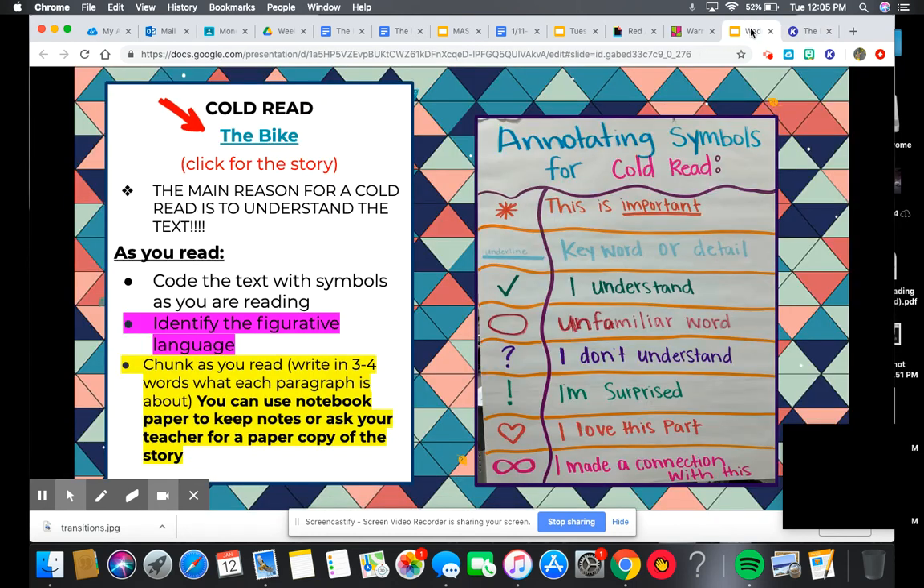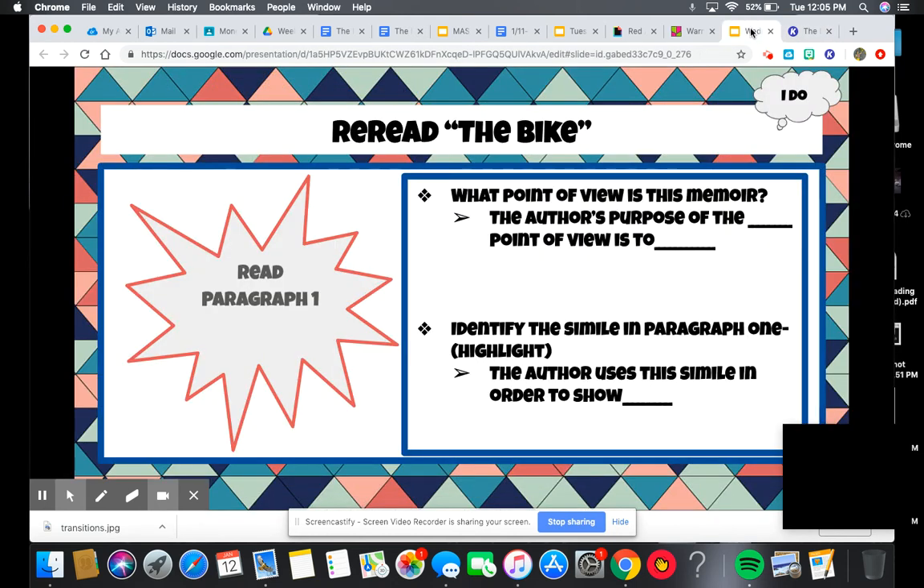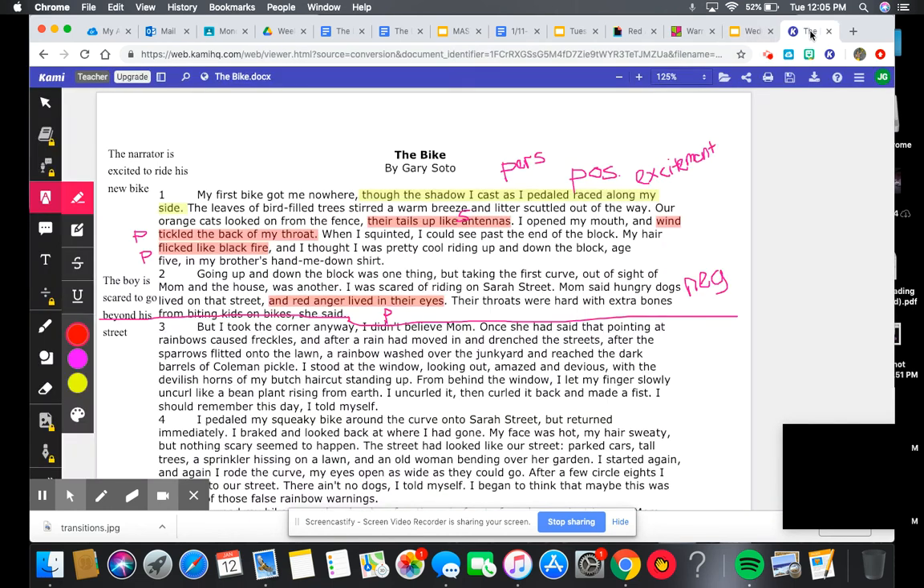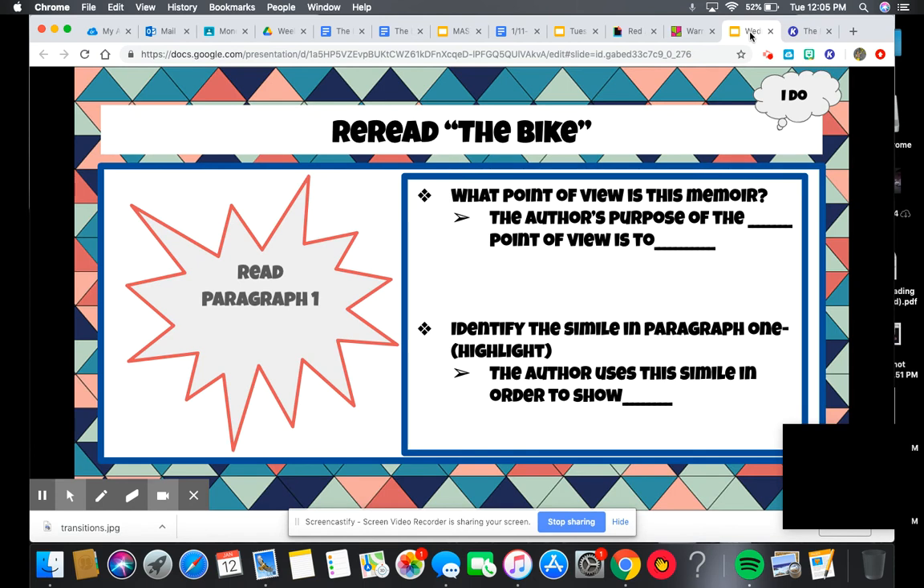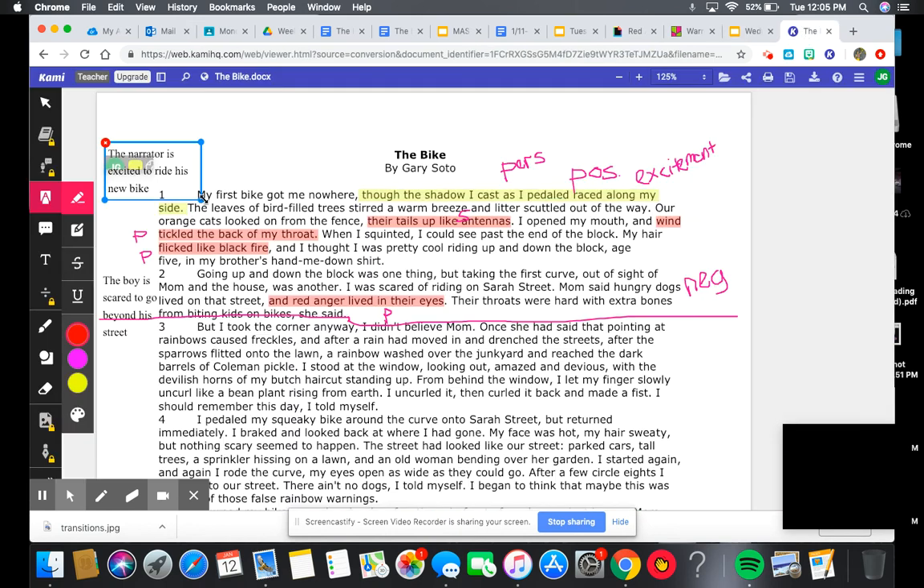When you're done with that, you're going to go through the following slides. I'm going to do this one for you. This is an I do. So this one says read paragraph 1. Paragraph 1 was that first one introducing him riding his bike for the first time. And it says, what point of view is this memoir? I know that the point of view of this is first person because it has the word my.